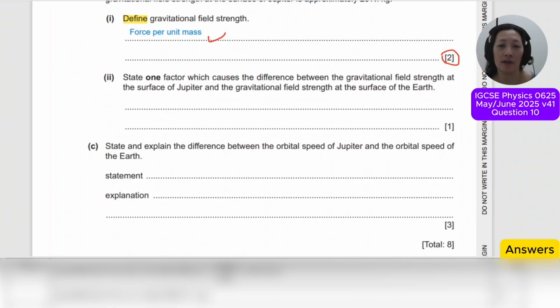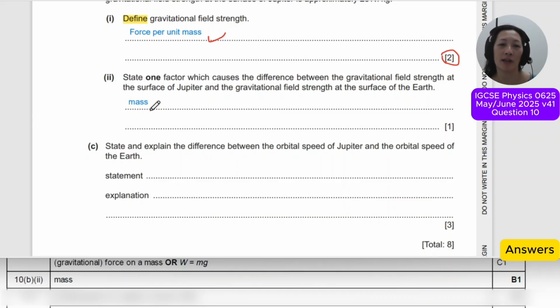2. State one factor which causes the difference between the gravitational field strength at the surface of Jupiter and the gravitational field strength at the surface of the Earth. So in this case, you do need to know the factor, and the answer here is mass. So when we check the mark scheme, yes, mass is the correct answer, and it's the only answer that is accepted.